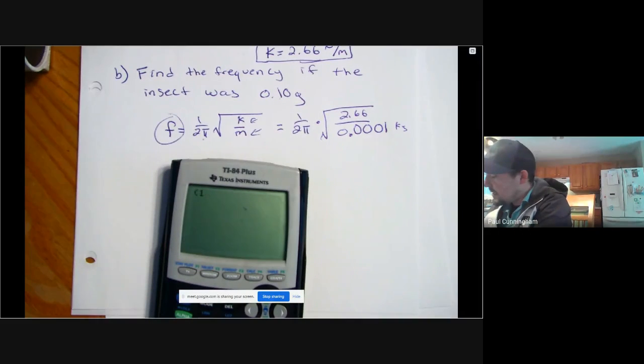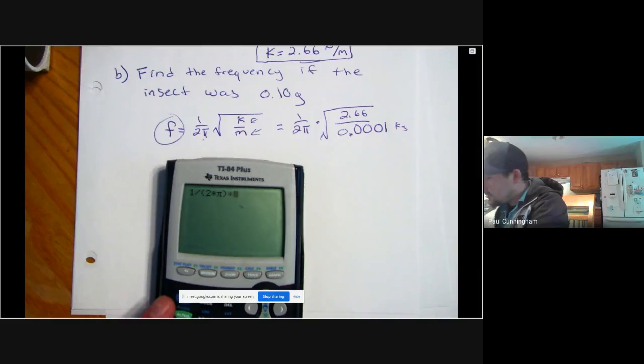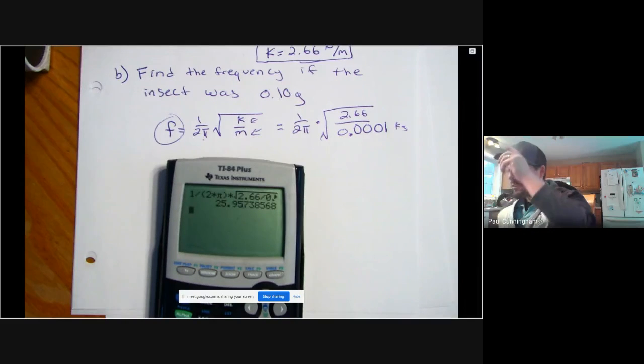1 divided by, whoops, I meant to move that parentheses. 1 divided by parentheses 2 times pi. I don't know if I do them right next to each other if they work, so I just do it like that. Times the square root of 2.66 divided by 0.0001. And we get a frequency.